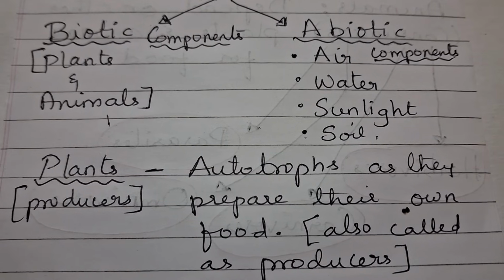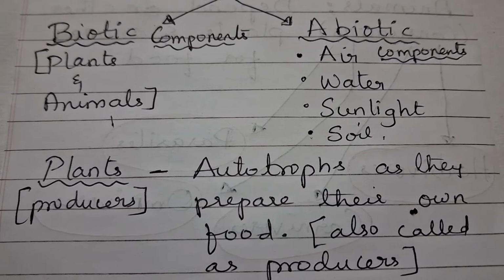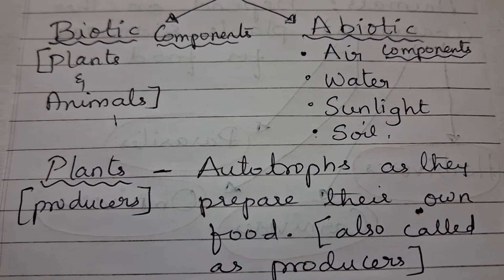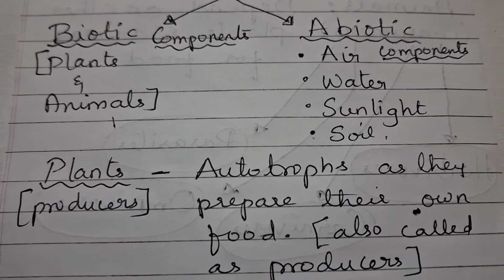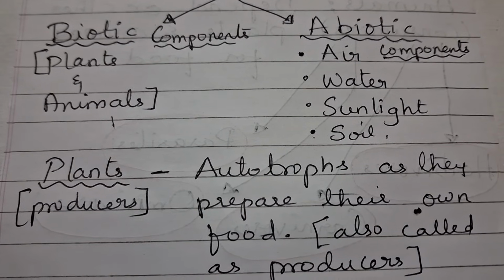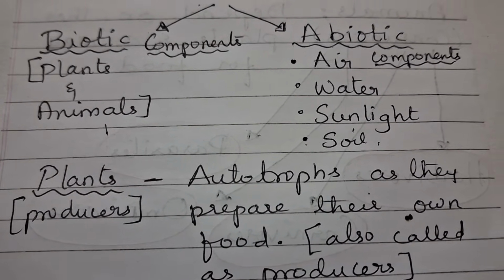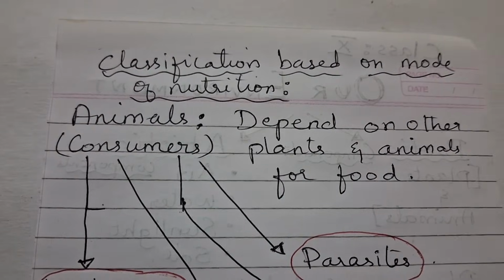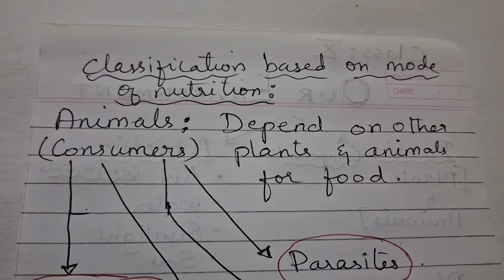Biotic components, if you take, in that we'll see about the plants. So all plants are known as producers. Why? Because they are capable of preparing their own food. So they produce. Since they prepare their own food, they are also known as autotrophs. Now what about animals? Classification based on mode of nutrition.